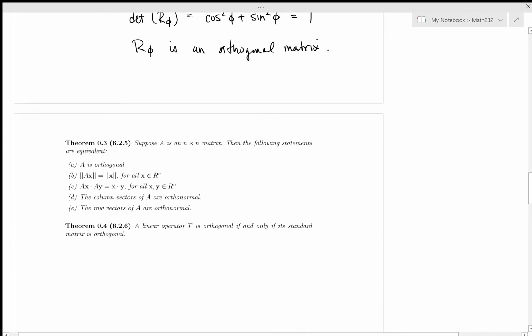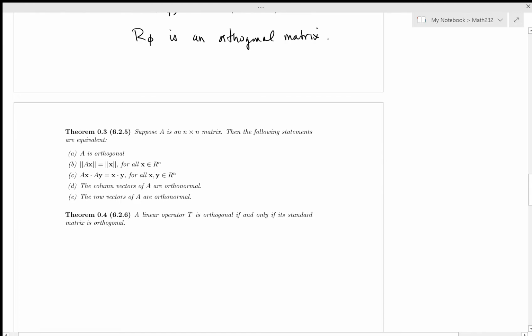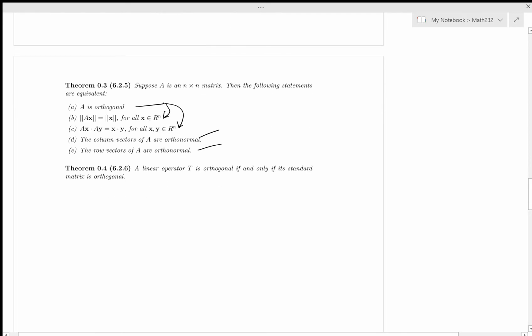Okay, another theorem. We've got an n by m matrix. The following statements are equivalent: it's orthogonal, it's norm length preserving, it's dot product preserving, the column vectors are orthonormal, and the row vectors are orthonormal. We follow that up with a statement that if we have an orthogonal linear operator, and we also have the standard matrix of that transformation, then if one of them is orthogonal, the other one is. It's an if and only if.